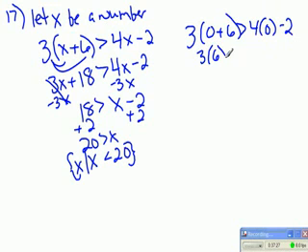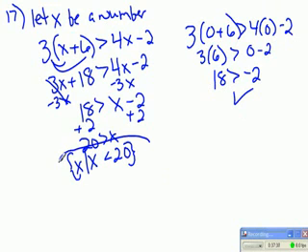0 plus 6 is 6, so 3 times 6. 4 times 0 is 0. 3 times 6 is 18. 0 minus 2 is negative 2. 18 is greater than negative 2, so it worked. So my answer was correct.